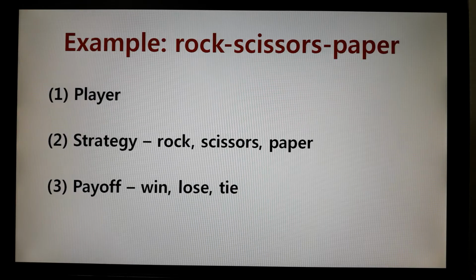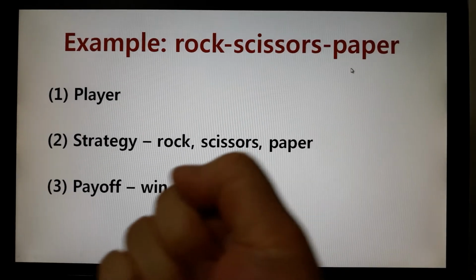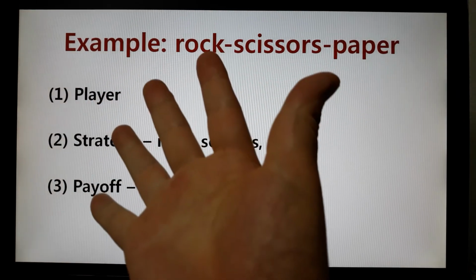Let me see. In the rock, scissors, paper game, rock, scissors, paper.